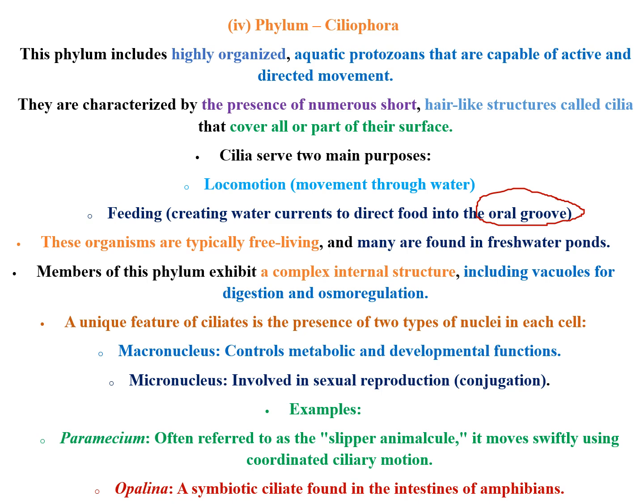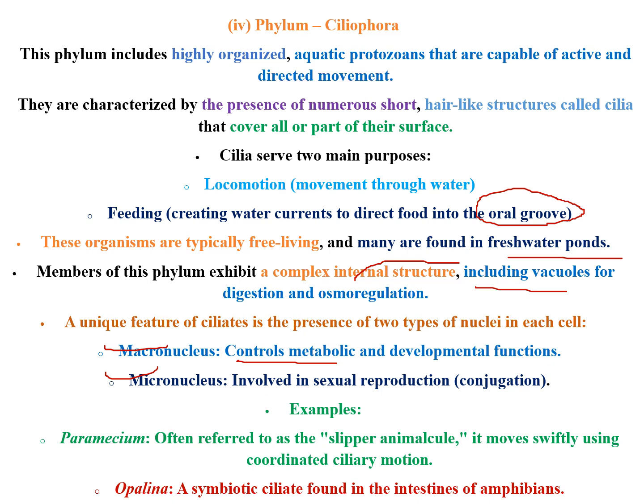These organisms are typically free-living. Many are found in freshwater ponds. Members of this phylum exhibit complex internal structure, including vacuoles for digestion and osmoregulation. A unique feature of ciliates is the presence of two types of nuclei, as I mentioned, macronucleus and micronucleus. The macronucleus controls metabolic and developmental function, and the micronucleus is involved in sexual reproduction, conjugation. Example, Paramecium, also referred to as the slipper animalcule.